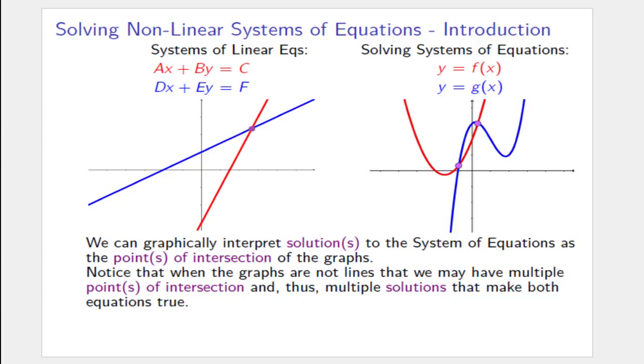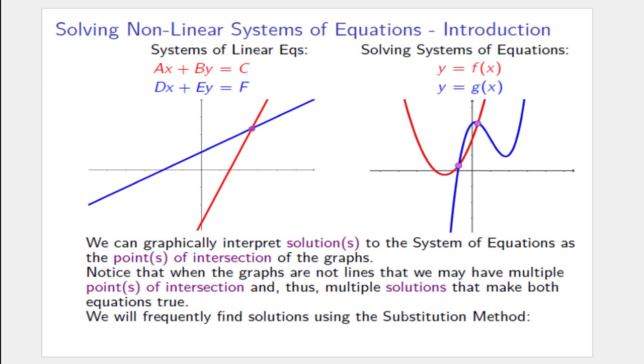And notice here, when the graphs are not lines, that we may have multiple points of intersection, and thus multiple solutions that make both equations true. To find these solutions, or points of intersection, we will frequently use the substitution method.